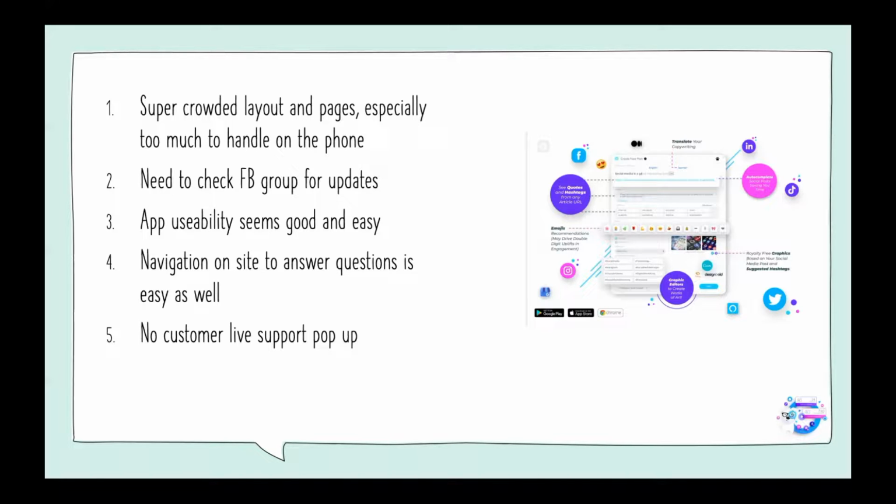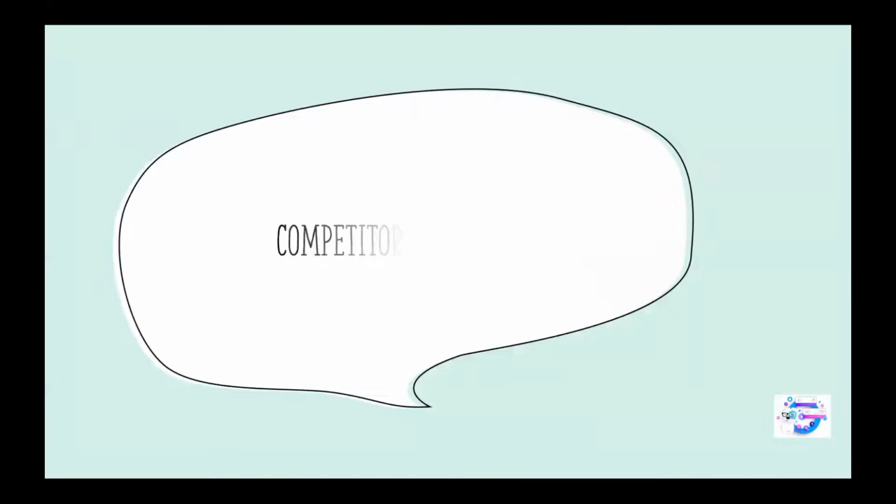Fifth, again, they do not have any customer live support pop-up. For example, I had a question on a pricing plan that I specifically wanted to ask, but I don't have any customer live support pop-up. So I would have to send them an email or call them on their US number. I'm located outside the US, or send them a message in their Facebook group. So I would have to wait a bit. This is just one thing for you guys to know in terms of usability.